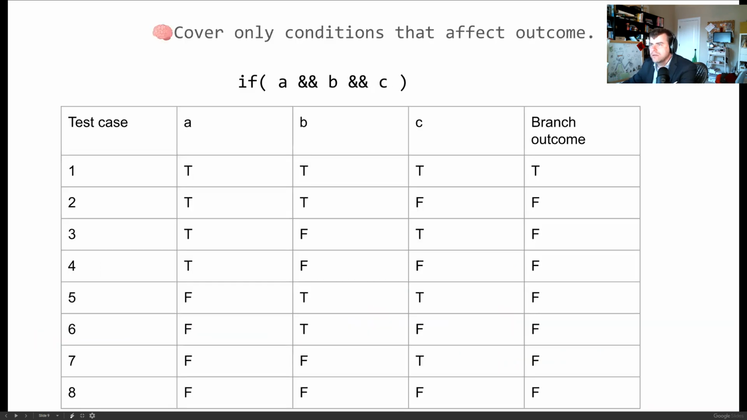So let me show a simple example of how this might look. I have a really simple if statement that has an and, with three conditions. Is A equal to true? Is B true? And is C true? So you would only run this code if all three of these things are true. Otherwise, if any of these were false, it would always have an outcome of false.